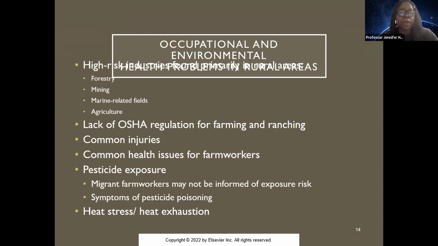So occupational and environmental health, 4 high risk industries found: forestry, mining, marine related, and agriculture. The OSHA regulations that regulate farming and ranching tend to be lacking at some points. Common injuries such as back injuries and so on. Vehicular accidents, trauma, dermatitis, infectious diseases tend to plague them out on the farm, being exposed to certain chemicals.